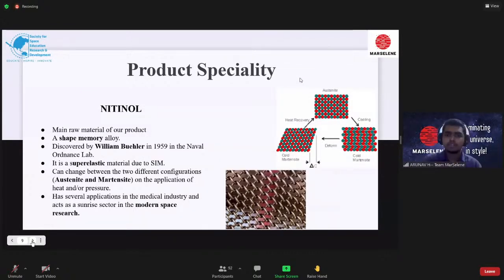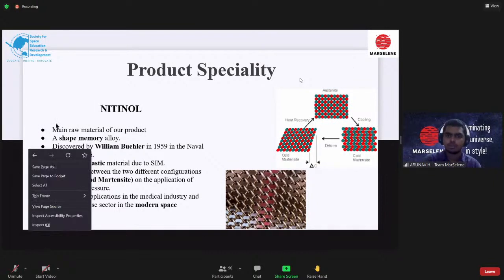We would now like to discuss the main raw material of our product, which is nitinol. Nitinol stands for nickel titanium. Nitinol was invented by William Buehler at the Naval Ordnance Lab in 1959. It is a shape memory alloy, that is, it displays thermally induced martensitic transformation. It occurs when the crystal changes its orientation from austenite to martensite state. This results in nitinol being a shape memory alloy.